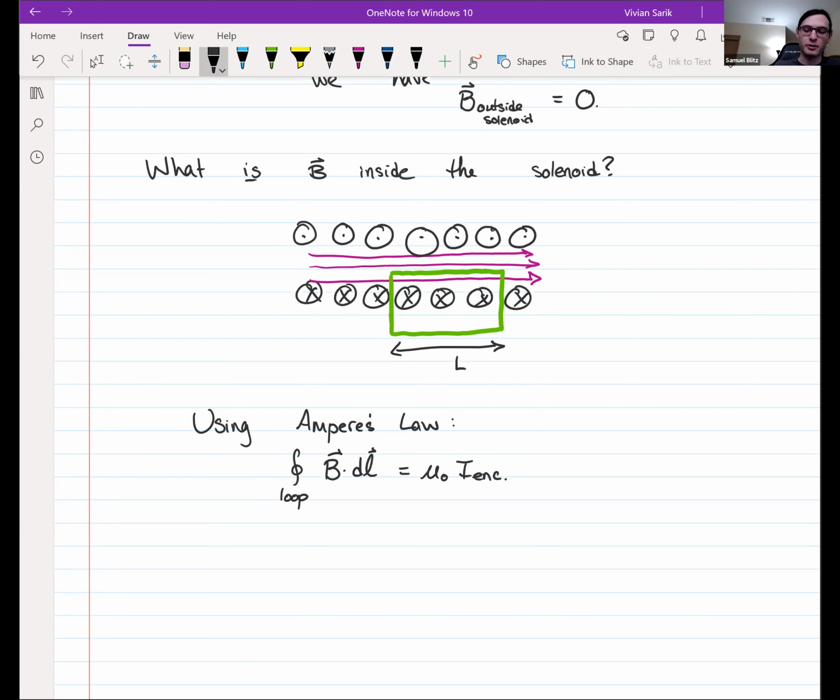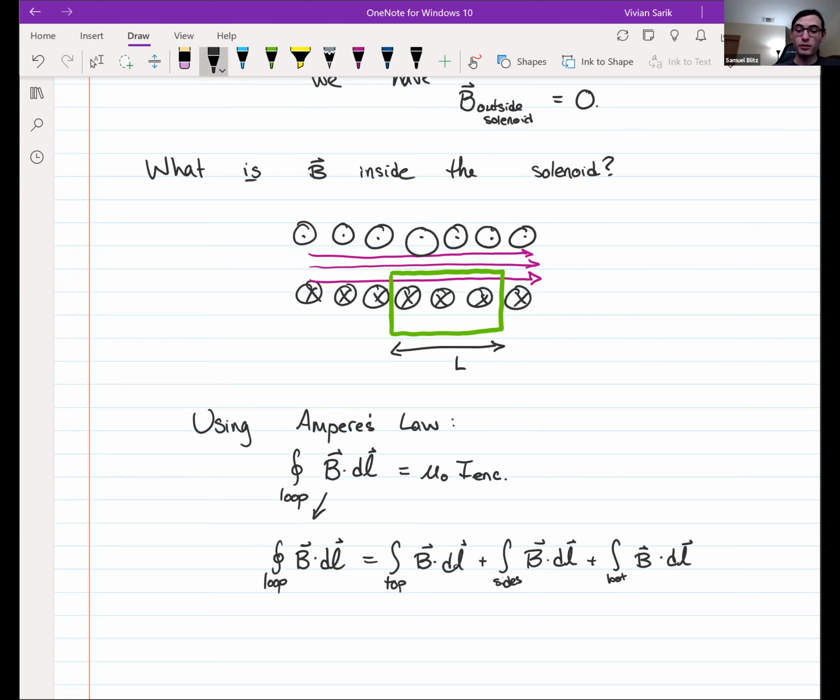The left-hand side becomes an integral over the loop. Well, this is what the left-hand side is. This becomes an integral over the top of B dot dl plus an integral of the sides of B dot dl plus an integral of the bottom of B dot dl.